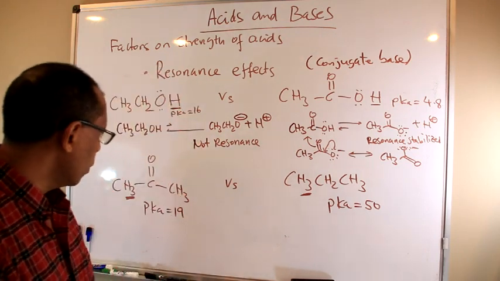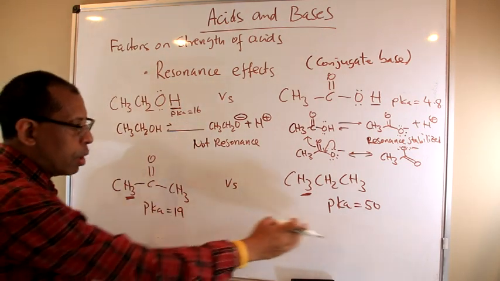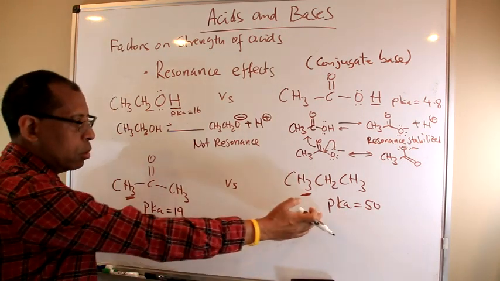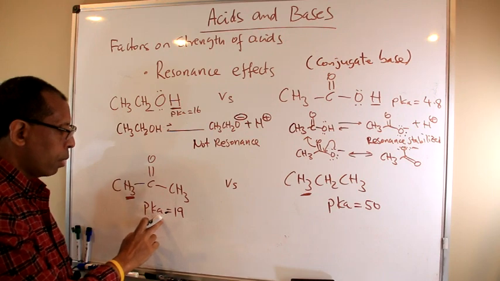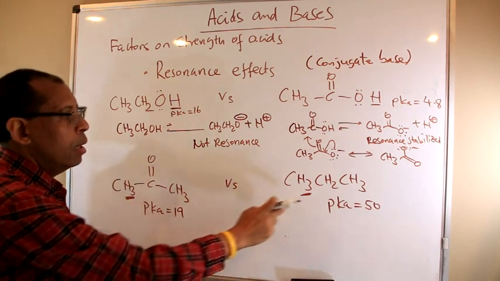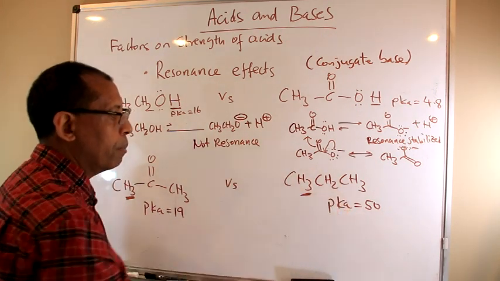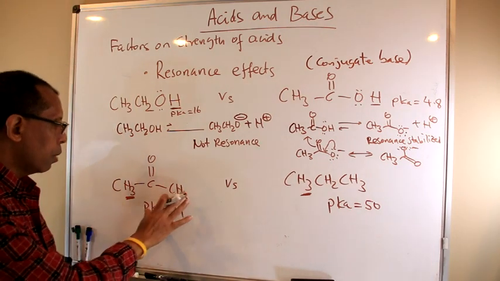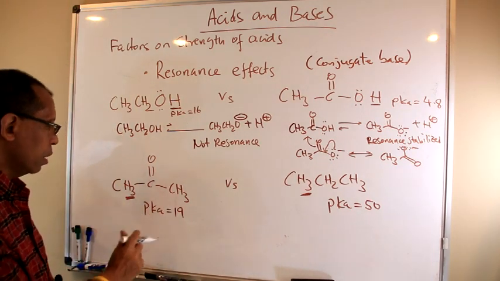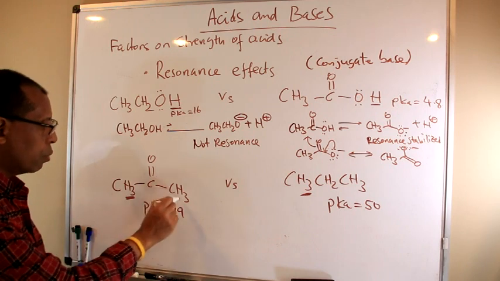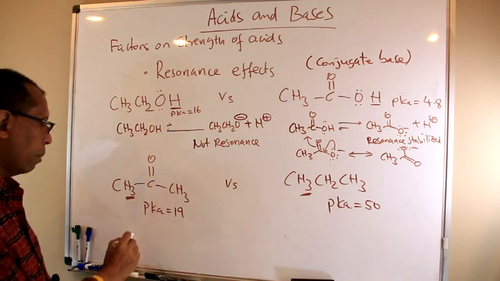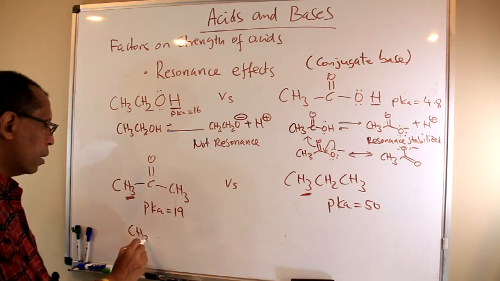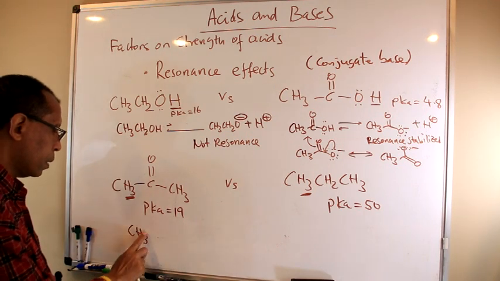Let's see another example. Between these two compounds, this compound has a more acidic property, and pKa is 19. This is pKa of 50. So if you just look at this, why would it be more acidic? If you just take one of the protons here and release it as a proton, let's see what happens.